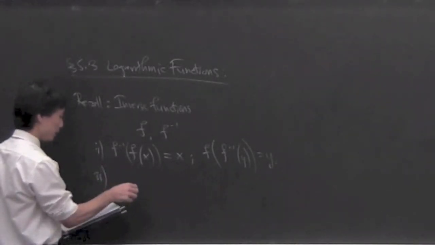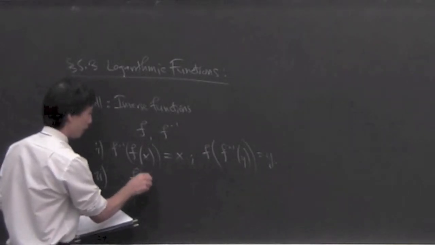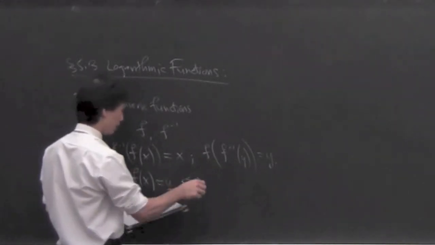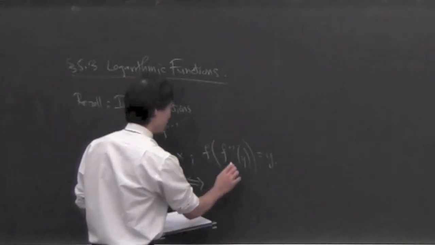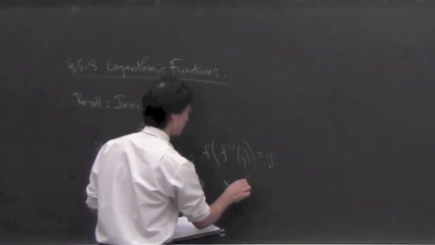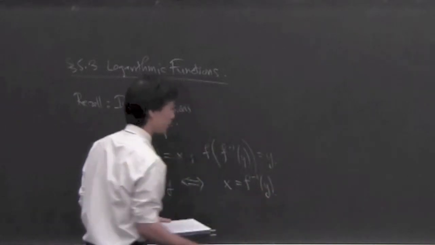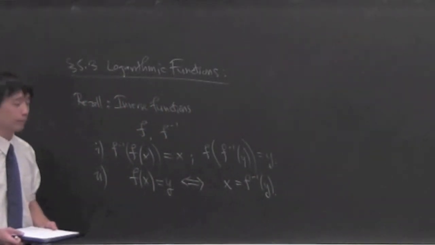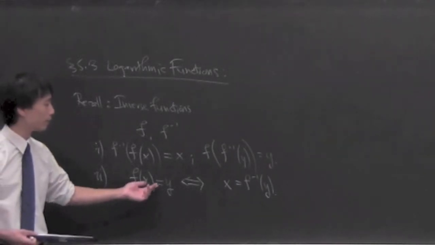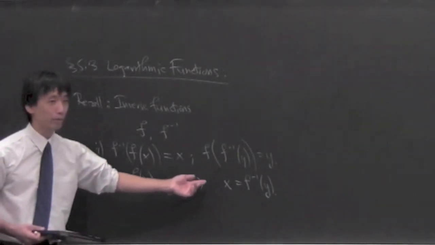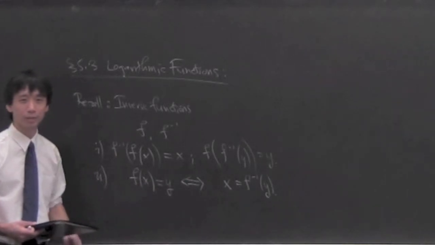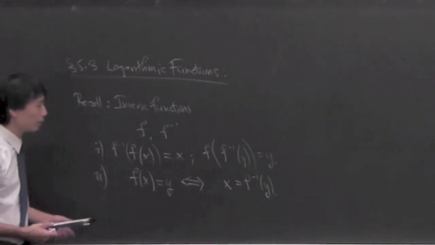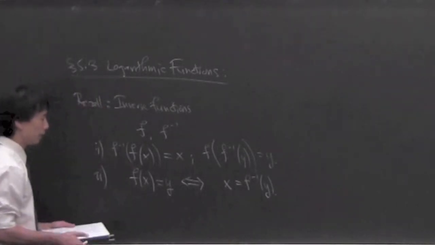Another way of writing this is to say that f of x being y is the same thing as saying that x is f inverse of y. F of x is y if and only if f inverse of y is x. Those are the same. That's just another way of saying it.